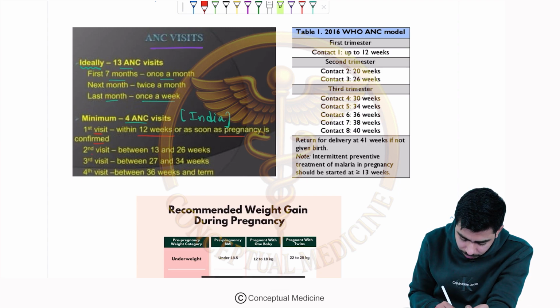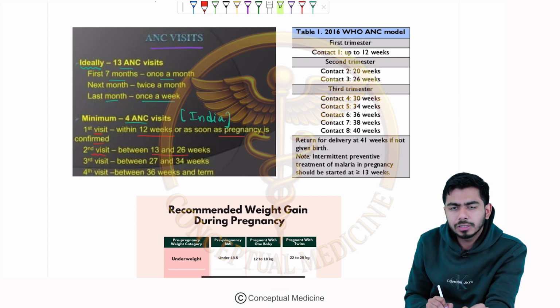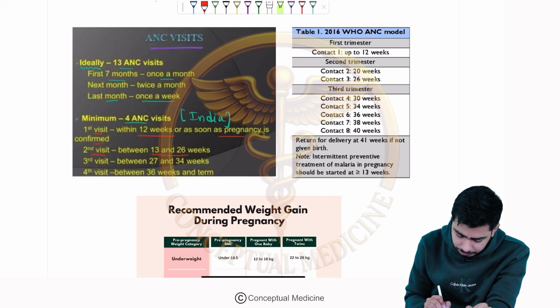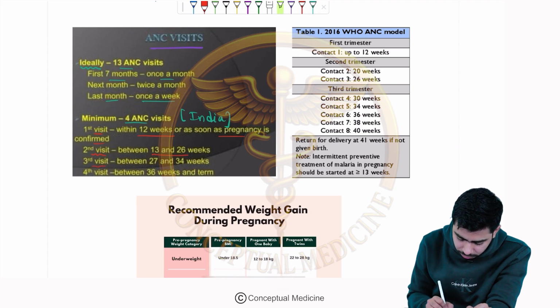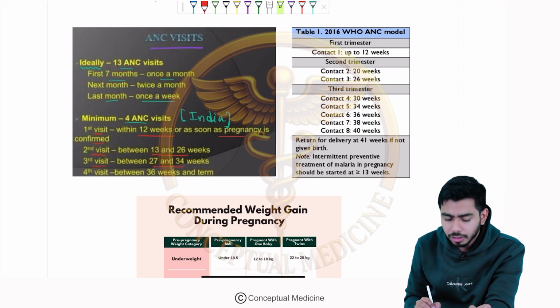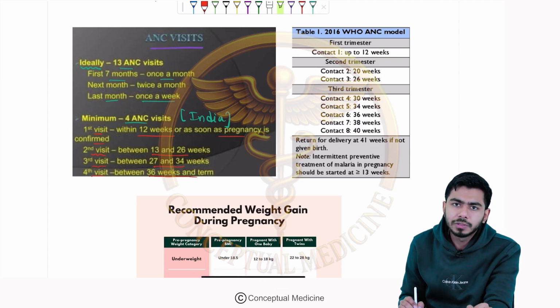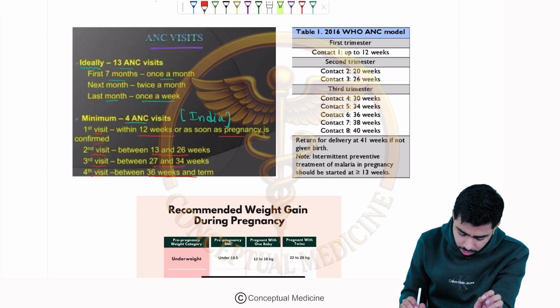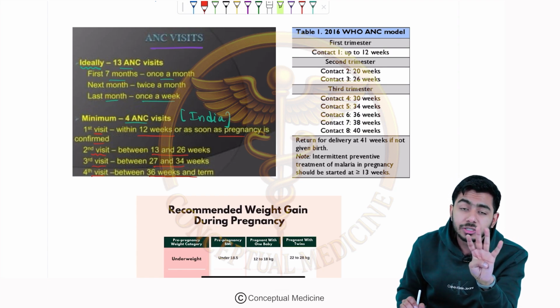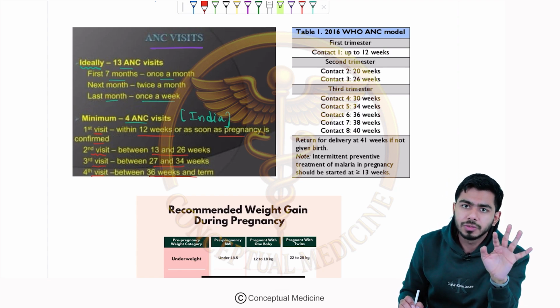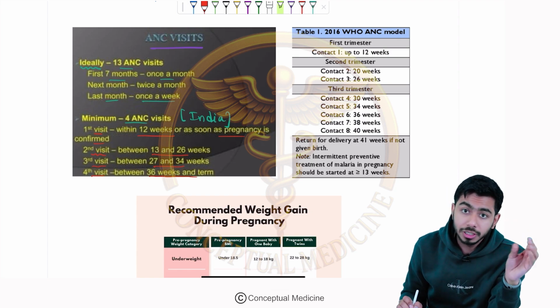The second visit will be between 13 and 26 weeks, that is probably in the second trimester. Then the third visit between 27 and 34 weeks, third trimester, and the fourth visit between 36 weeks and the term, between 36 weeks and the birth, right? Obviously that will be the 4 visits. So at least, this is about the minimum visits we are talking about. Ideally, there could be 13 visits.